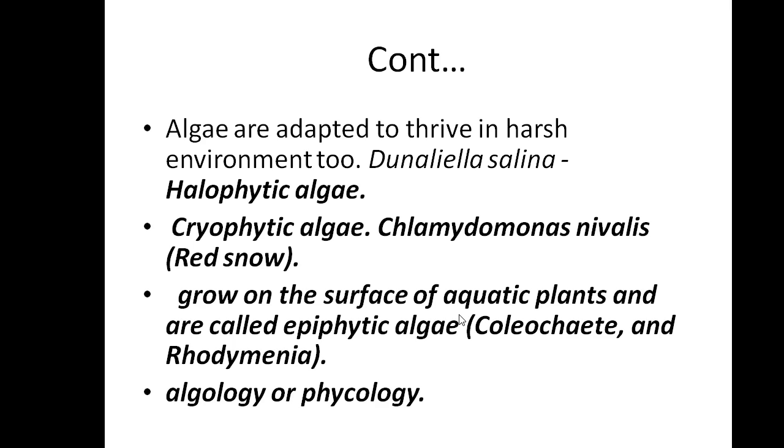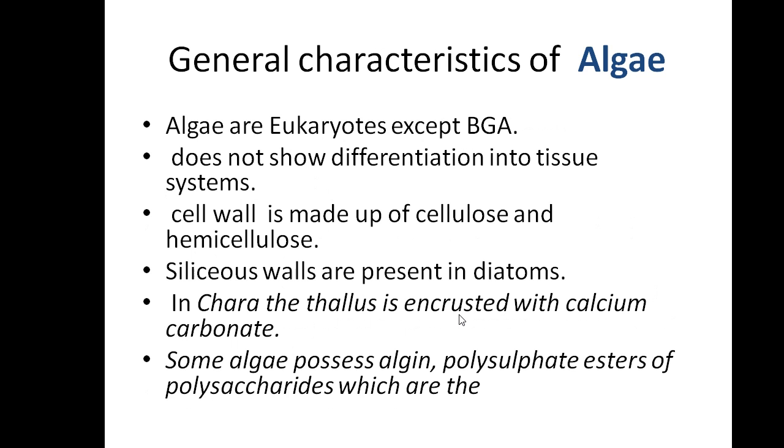Next, algae that grow on the surface of aquatic plants are called epiphytic algae. Examples are Coleochaete and Rhodymenia. Coleochaete and Rhodymenia are examples of epiphytic algae, which grow on the surface of aquatic plants. Aquatic plants means plants which grow in the water. The study of algae is called phycology or algology.